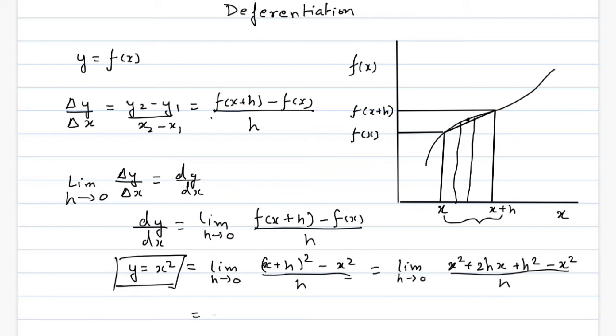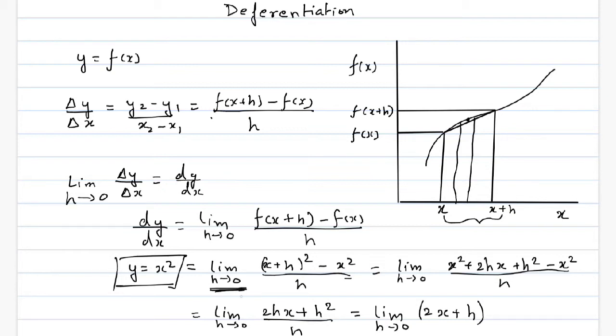That will be nothing but 2hx plus h square by h. If we divide by h, we are left with 2x plus h. Now whenever we are using limits, what we are trying to do is avoid an infinite value. Now when my h was in the denominator, if I put h equal to 0, because it is almost equal to 0, and I have h in the denominator, I get an infinite value. So we are trying to avoid that.